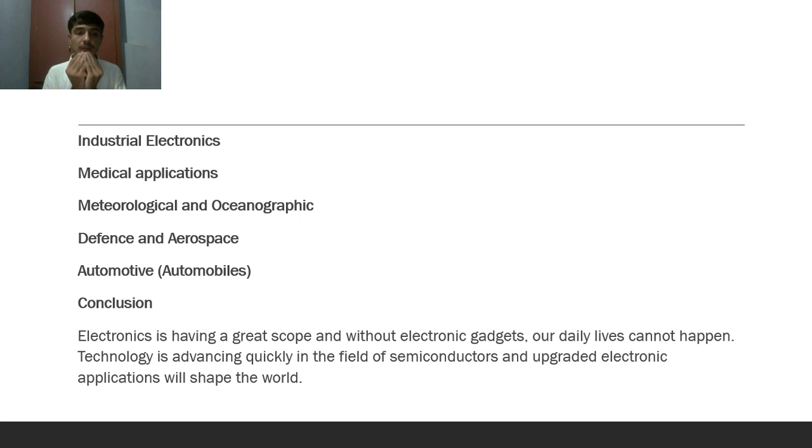Industrial electronics, medical applications, meteorological and oceanographic, defense and aerospace, automatic systems. Consumer electronics has a great scope, and without electronic gadgets our daily lives cannot go on. The technology is advancing quickly in the field of semiconductors, and upgraded electronic applications will shape the world.